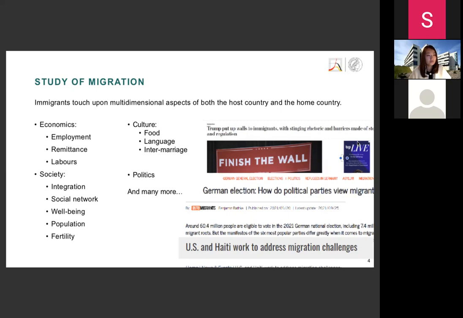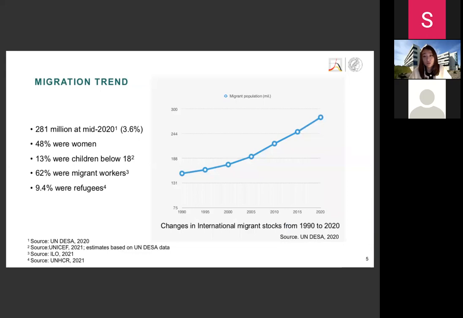Today, although the movement of individuals has greatly changed due to COVID, the number of individuals who have migrated increased continuously over the years. In mid-2020, the record from the UN DESA shows that roughly 3.6% of the whole population is composed of migrants who moved to a different country. Of this, 62% were migrant workers and 9.4% were refugees.